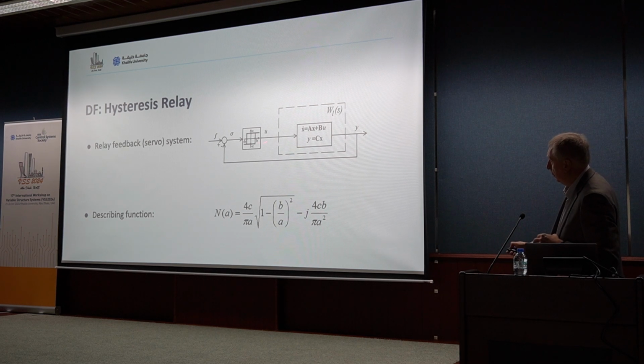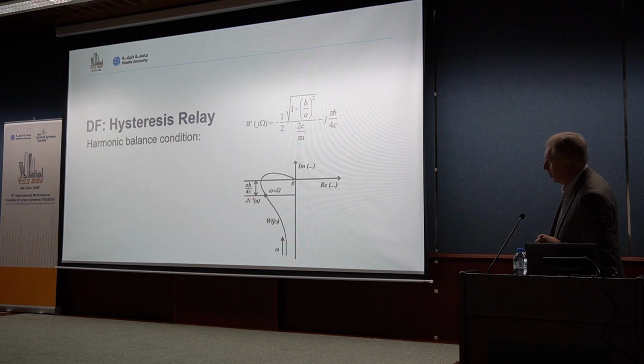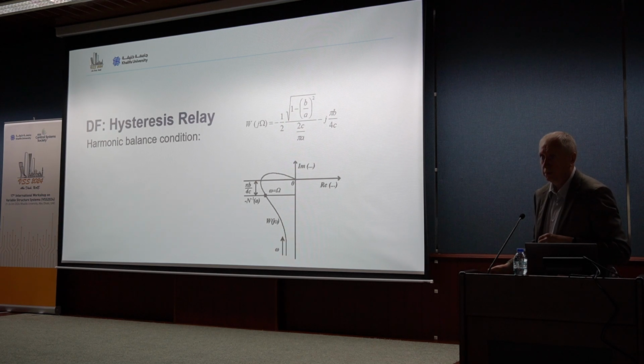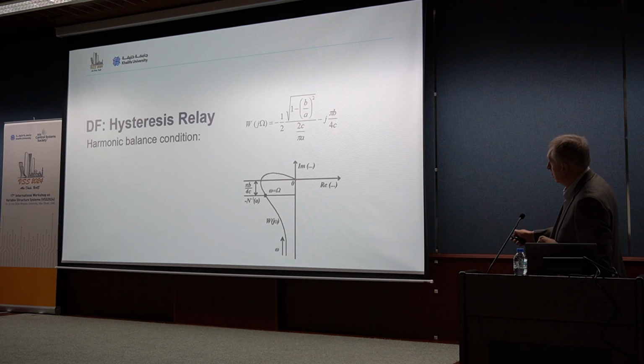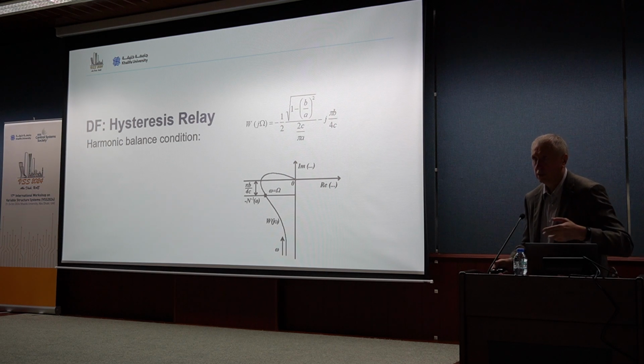If we have a hysteresis relay and also a linear part here, for the hysteresis relay we have this describing function which already has the imaginary part. As a result, in the harmonic balance we are looking for the point of intersection of the Nyquist plot of the linear part and of this horizontal line, which is the negative reciprocal of the describing function. The negative reciprocal has an imaginary part which does not depend on the amplitude. It is constant for all amplitudes. It depends only on the hysteresis value B. So each point of this line corresponds to a different amplitude.